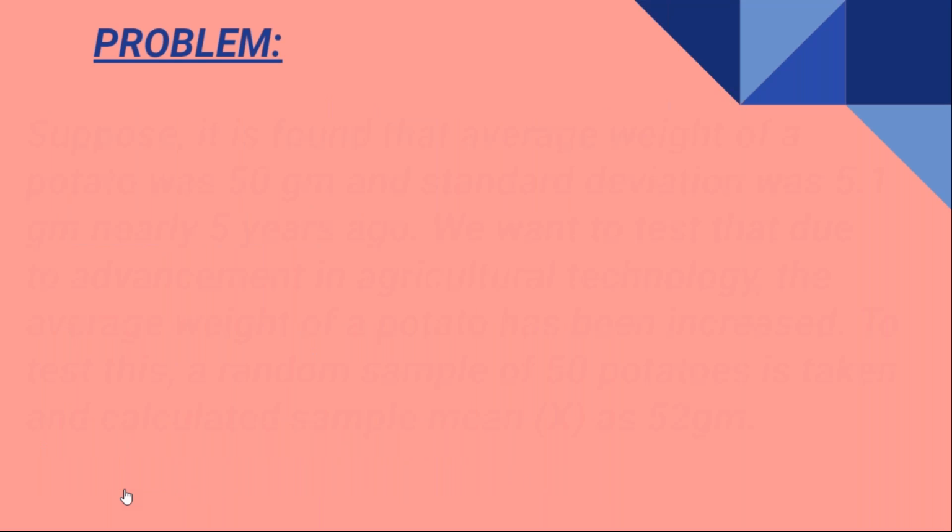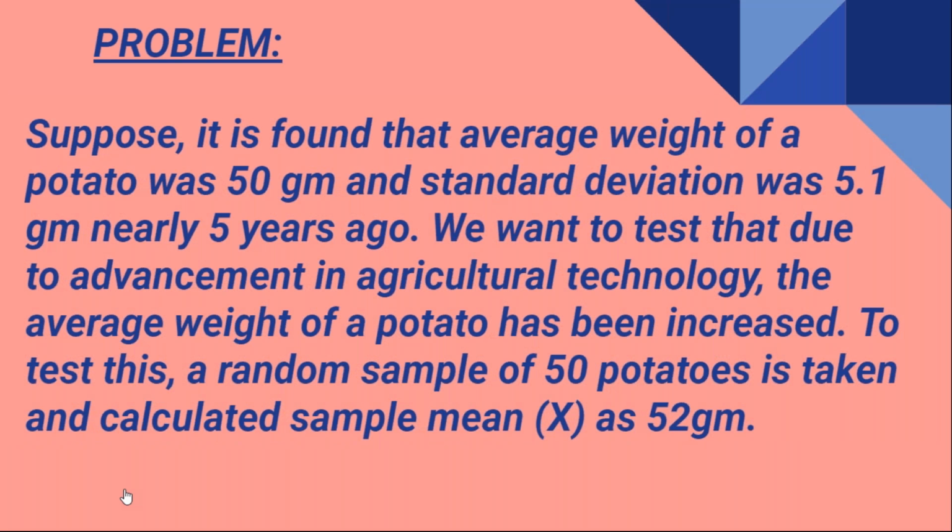Suppose it is found that the average weight of potato was 50 gram and the standard deviation was 5.1 gram nearly 5 years ago. Now we want to find out whether, due to advancement in agricultural technology, the average weight of potato has increased or not. To test this, a random sample of 50 potatoes has been taken, and the calculated sample mean comes out to be 52 grams.